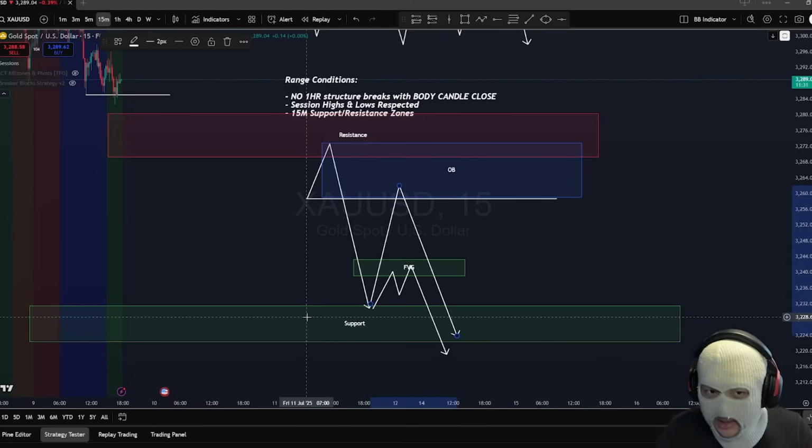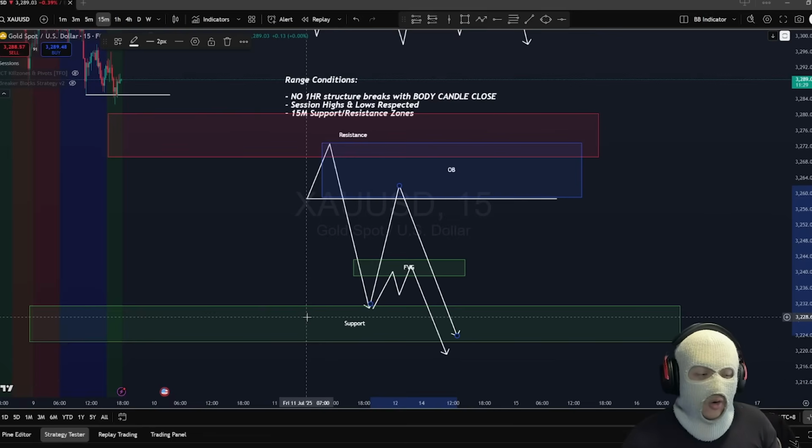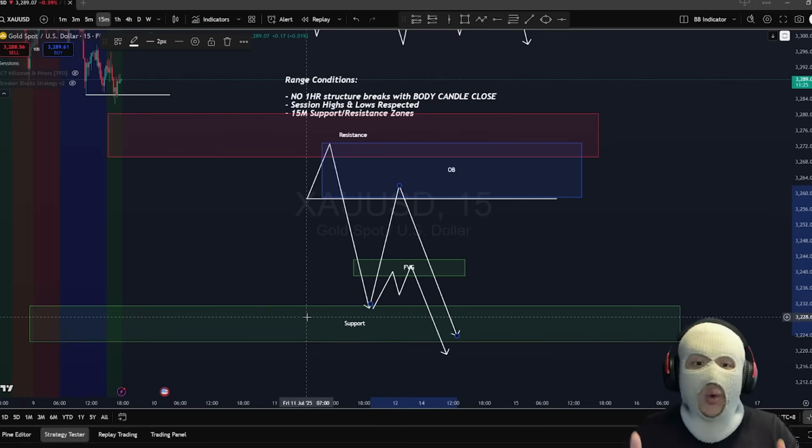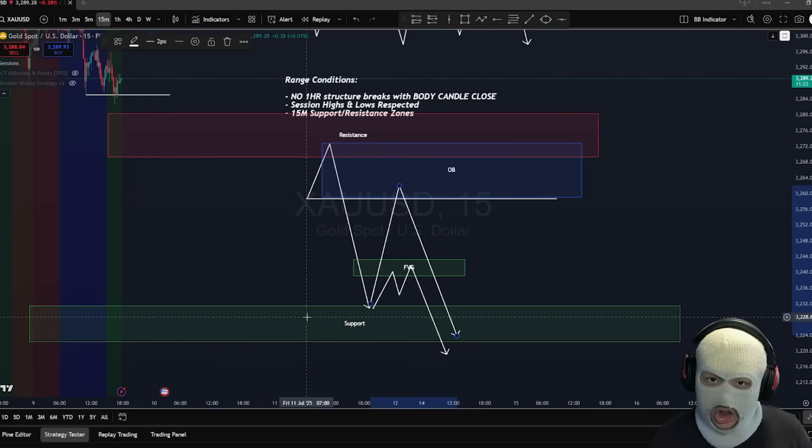Alright, this is a gem that you guys need to understand. Always take advantage of the extreme end of the range when you are in a ranging market condition.